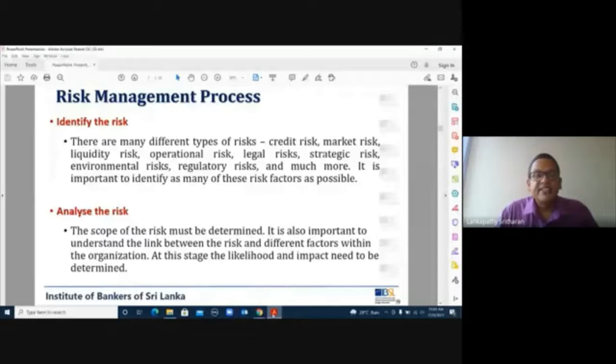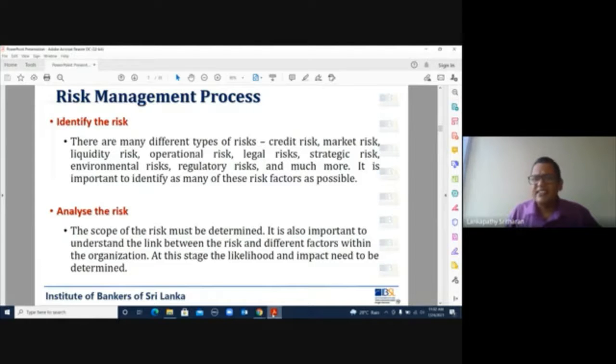First, identify the risk. There are many different types of risk involved: credit risk, market risk, liquidity risk, operational risk, legal risk, strategic risk, environmental risk, regulatory risk, and much more. It is important to identify as many of these risk factors as possible when we are making an investment. Don't be afraid of these risk types, because we will discuss what credit risk is, what market risk is, and so on. There may be several risks when you are investing in a portfolio.